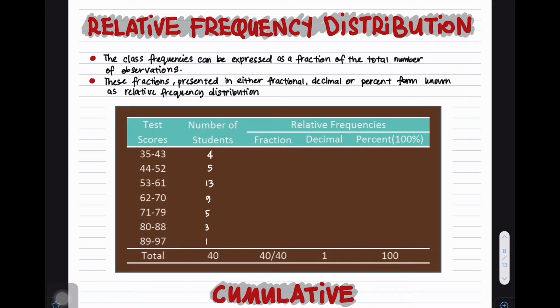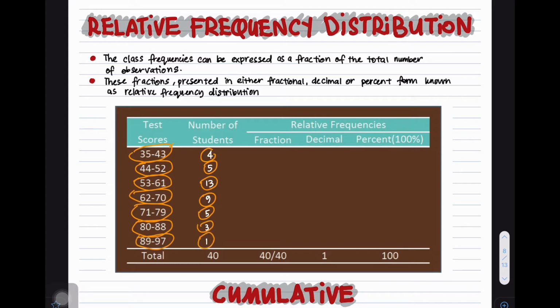Okay, so kita ada kelas dan setiap kelas ni dia ada frekuensi tertentu. Contohnya macam dekat table ni. Okay, kelas ini menggambarkan skor pelajar 35 sampai 43. So 35 sampai 43 ada 4 orang. 44 sampai 52 ada 5 orang. 53 sampai 61 ada 13 orang. 62 sampai 70 ada 9 orang. 71 sampai 79 ada 5 orang. 80 sampai 88 ada 3 orang. 89 sampai 97 ada seorang.